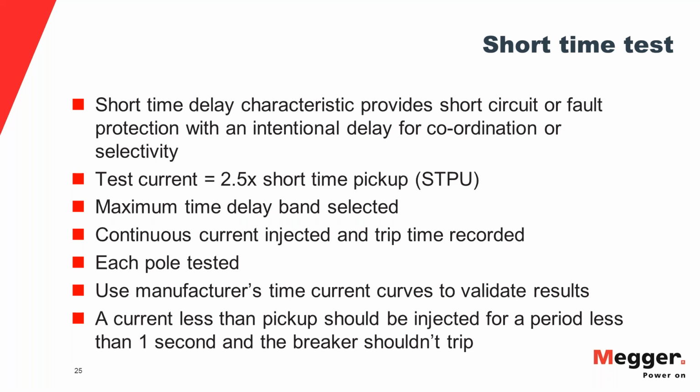The test current is set at 2.5 times the short time pickup. The short time pickup could be any of the settings on the overcurrent device. The maximum time delay band needs to be selected. In this case, just as the long time test, continuous current is injected and the trip time is recorded. The current is higher and the trip time is lower in this test. Each pole needs to be tested separately. The time current curves can be used to validate the results.